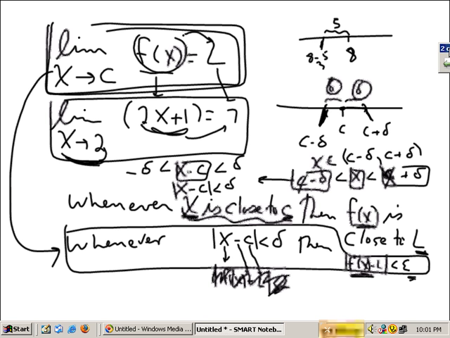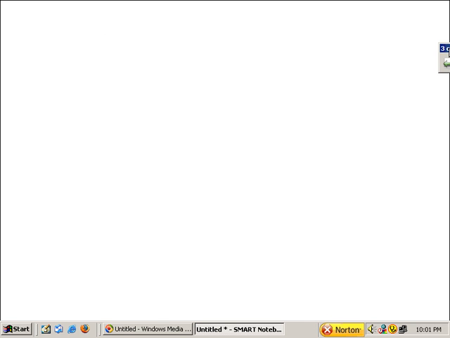Now, let's look at it one more time from a different point of view, and let's see what happens. And remember, we don't care what happens at c. So I claim that the limit as x goes to c of f of x is equal to L.